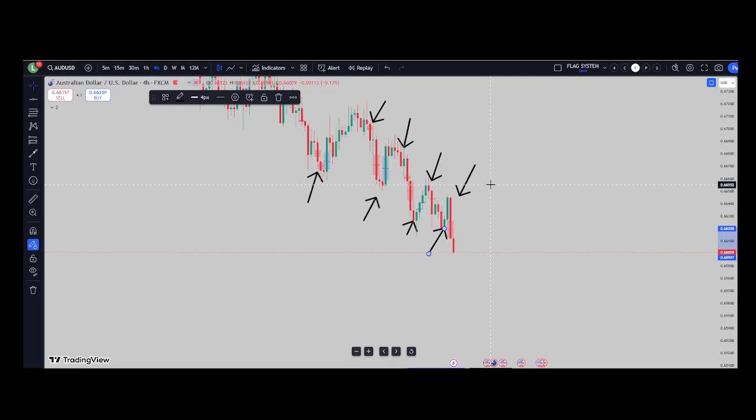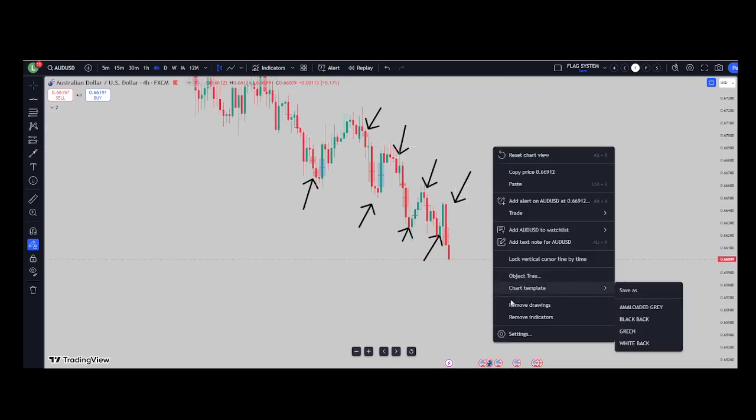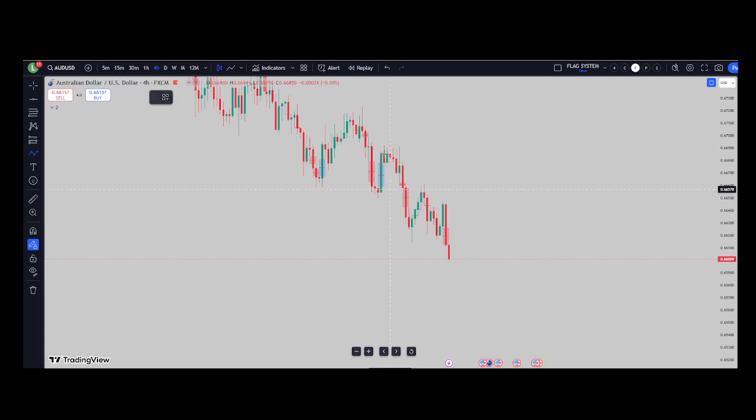So you just have to trade along with the rulers of the market. And currently on AUDUSD, sellers are the ruler of the market according to the structure here, whereby we're having this swing high, lower low, lower high, lower low, lower high, lower low, lower high, lower low.